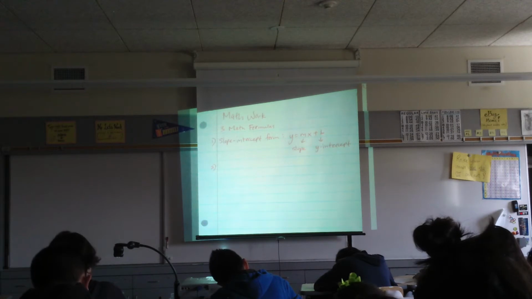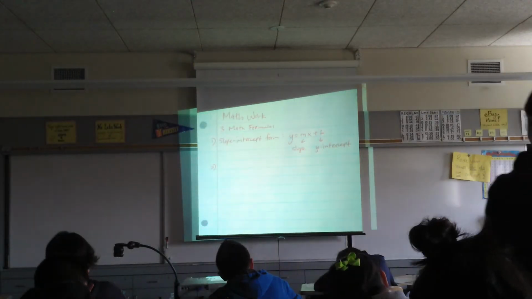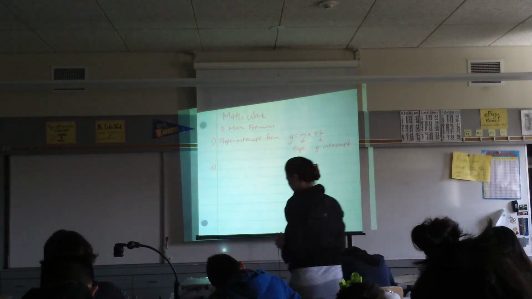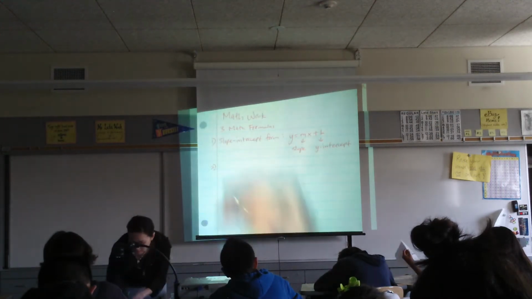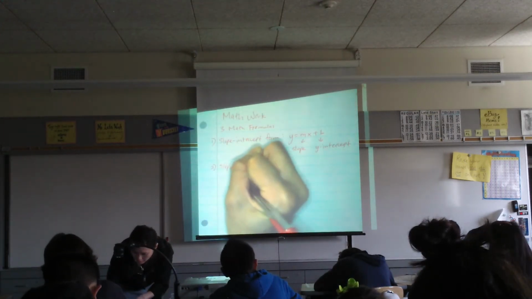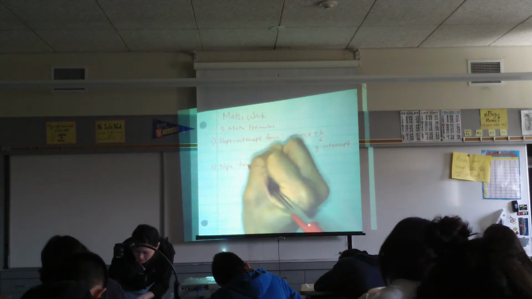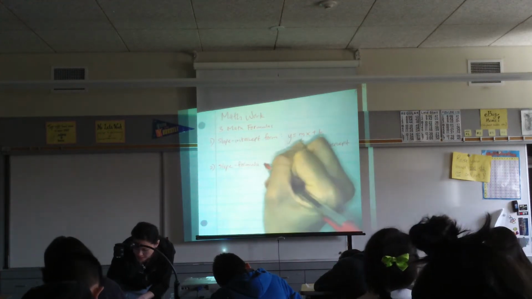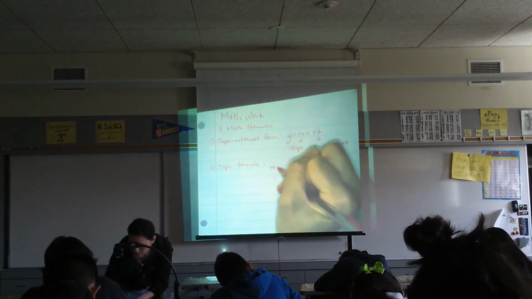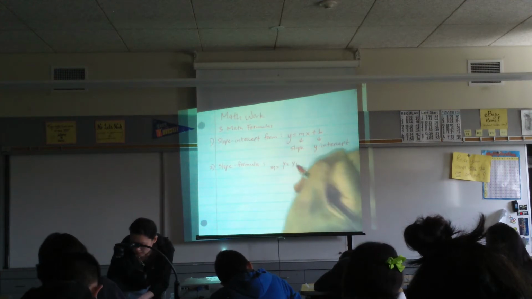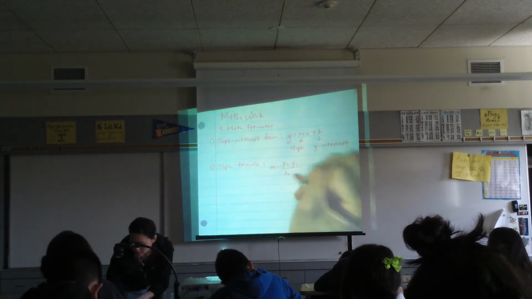Michael? Slope formula. So given 2 points, you can use the slope formula to find the slope. What is it? m equals y2 minus y1 over x2 minus x1.